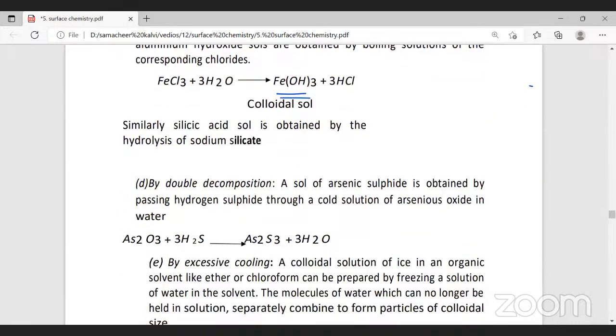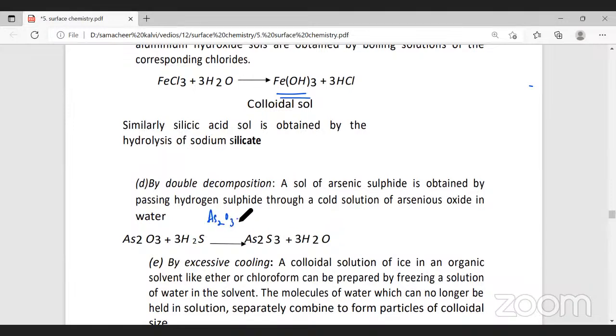The fourth method is by double decomposition. A sol of arsenic sulfide is obtained by passing hydrogen sulfide through a cold solution of arsenious oxide. So this is arsenious oxide, As2O3.